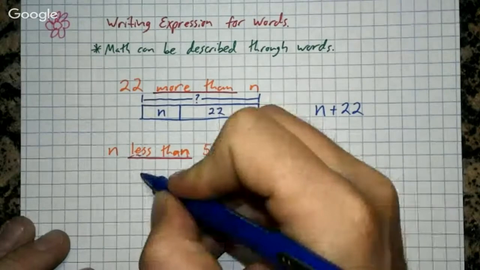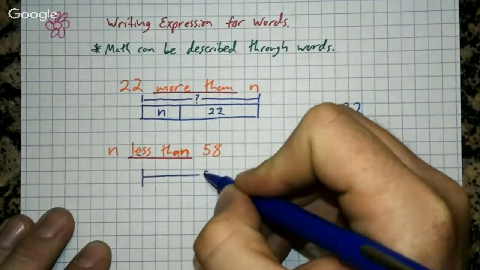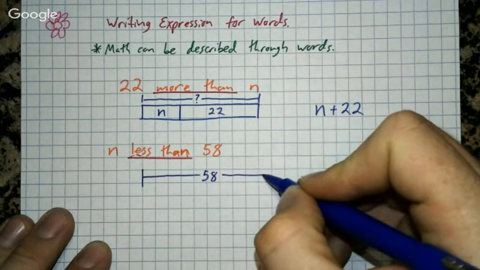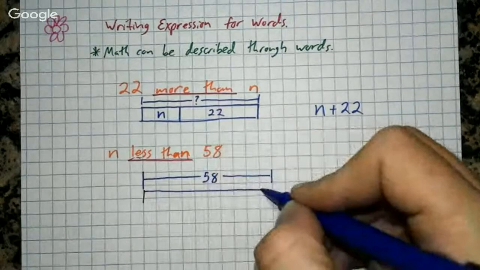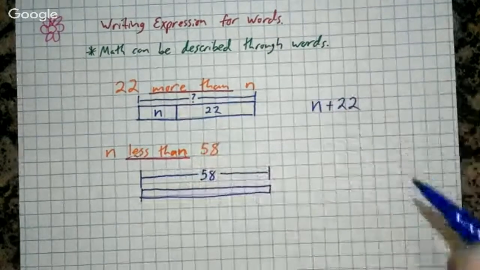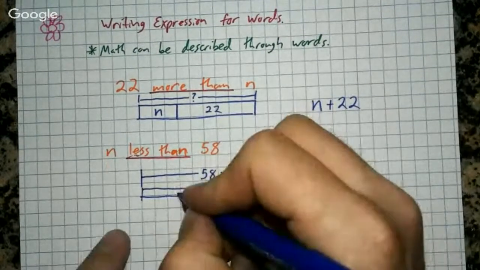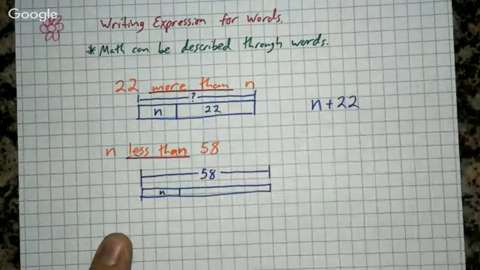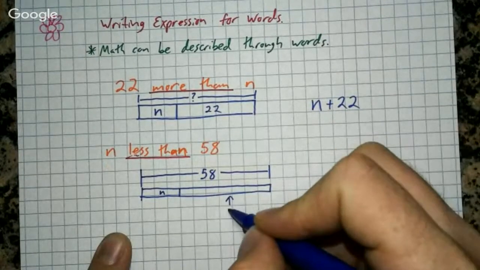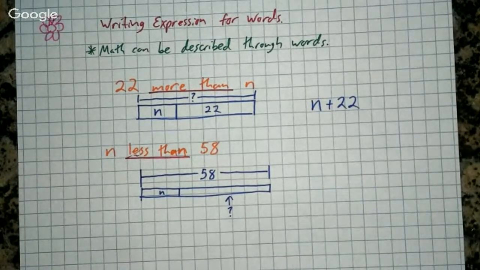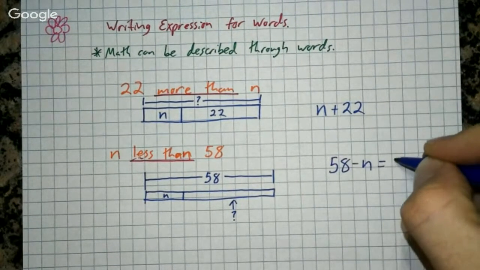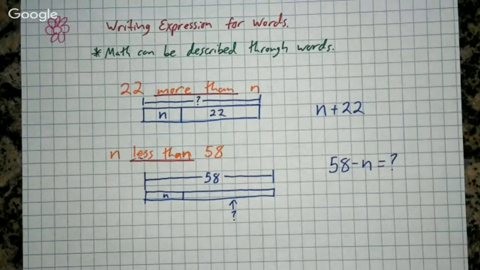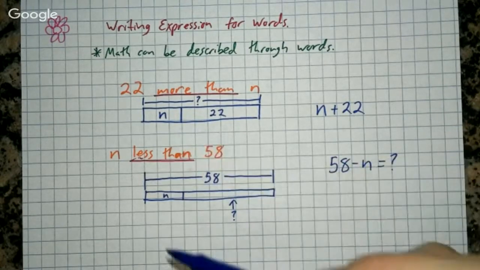So first of all, I'm going to say this right here is 58. Then my box underneath, this is a good way to keep everything organized. In my box underneath, I know that I'm taking n away from it. So this part right here is going to be what I'm looking for. And we can write that by saying there's 58, we're taking n away, and that equals what? 58 minus n. So that's pretty simple.